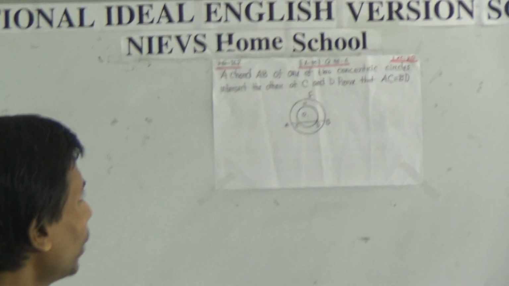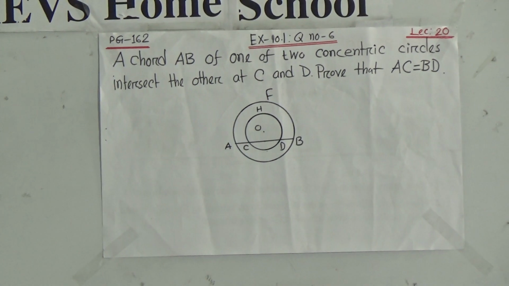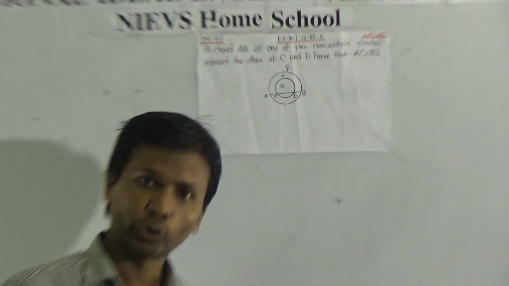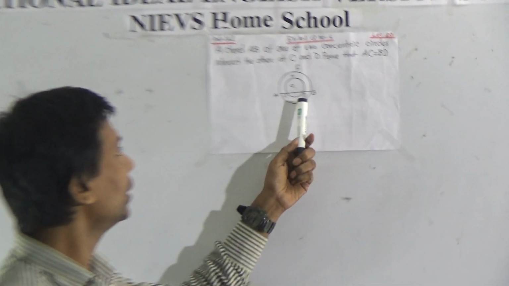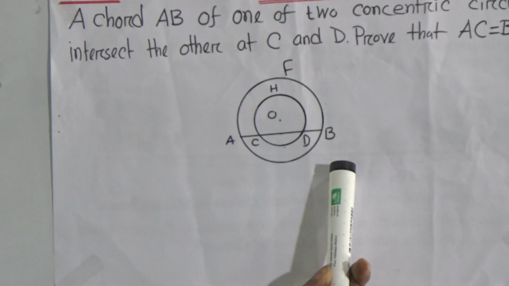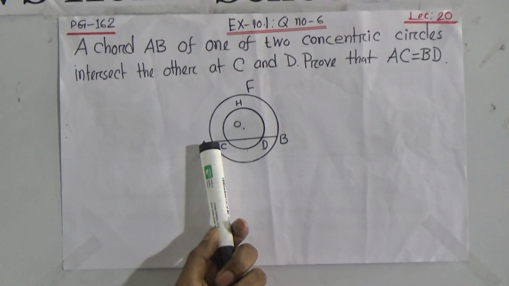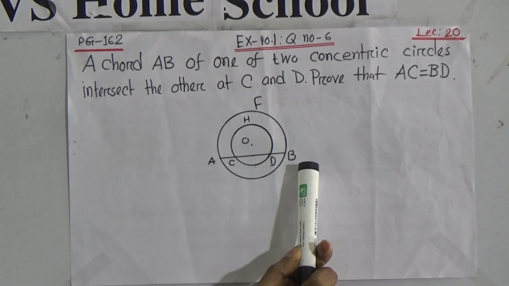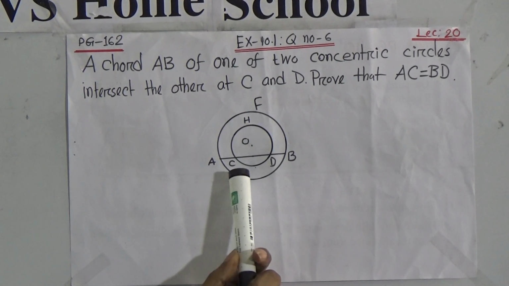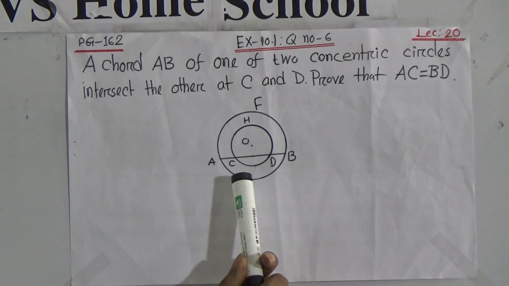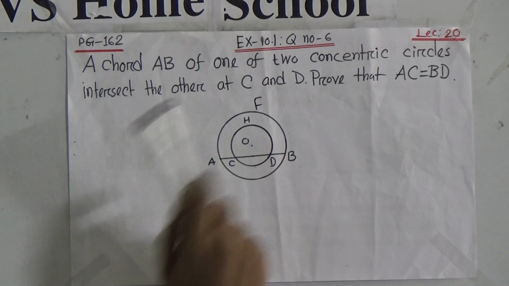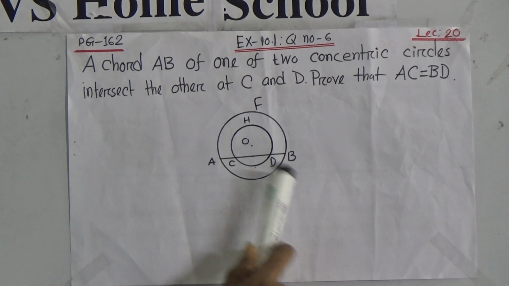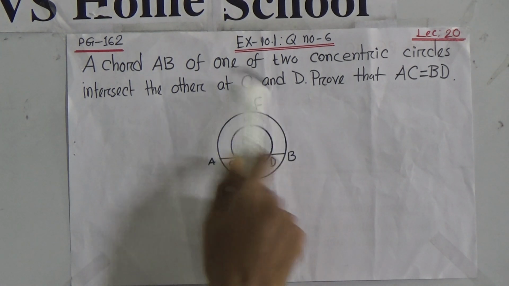Suppose you have to know what the chord is. What is the chord? Any line joining any 2 points of a circle is called the chord. Suppose you see AB is the chord because this is joining any 2 points of a circle. Again you see in the figure, CD is the chord of the circle CDH, and AB is the chord for the circle ABF.